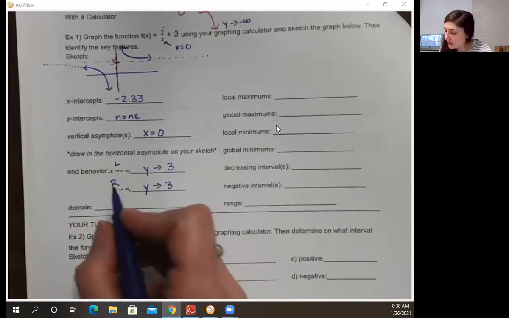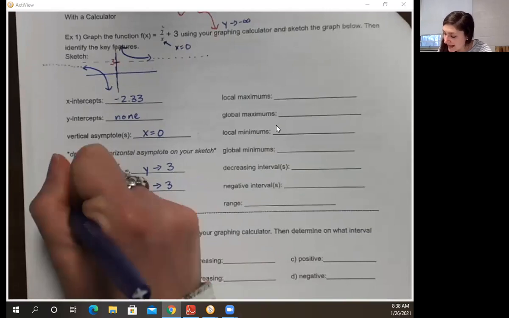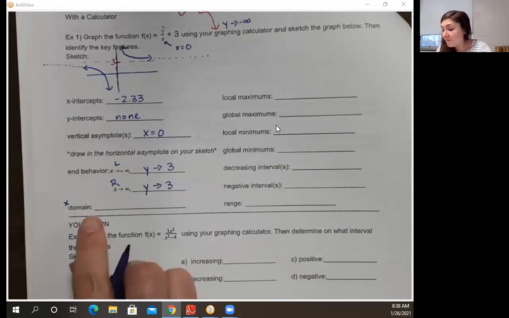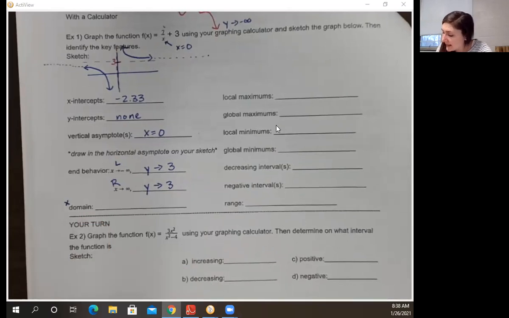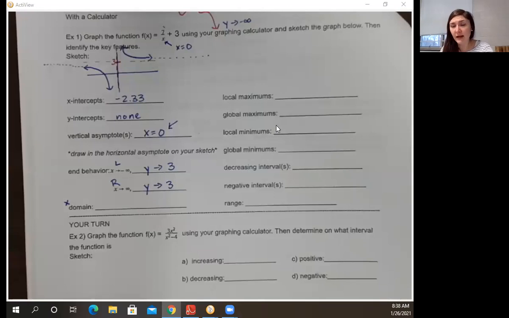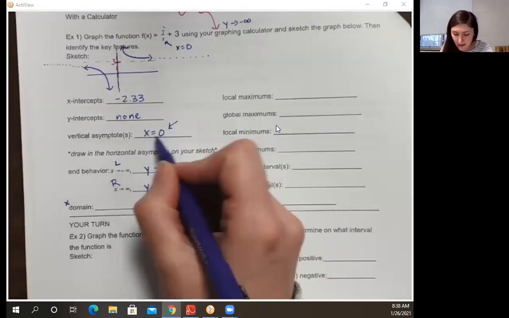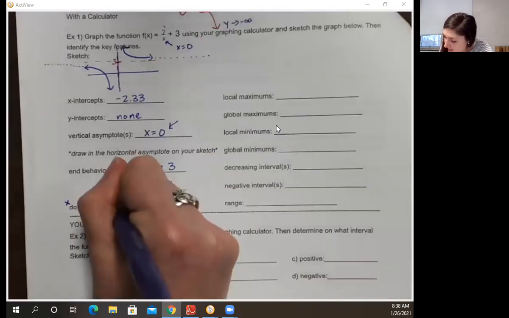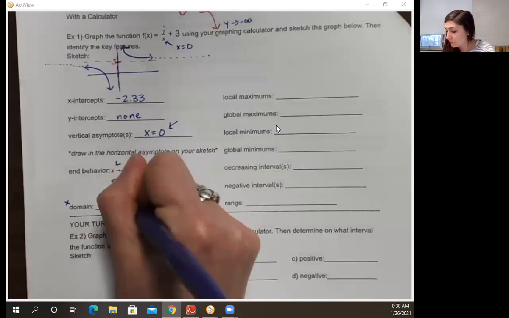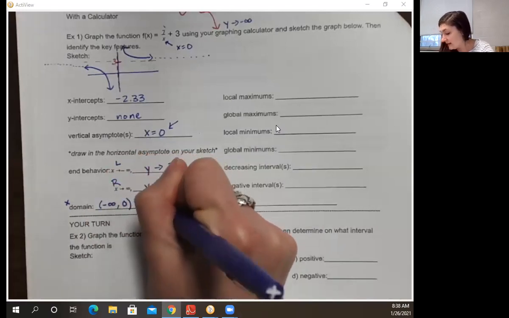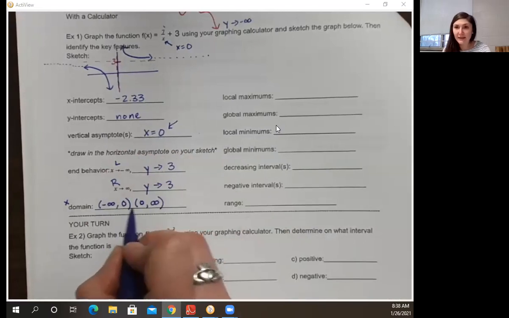And then for our domain, remember those are x values that it's okay to plug in. Our domain for our rational functions is going to have to take into account any vertical asymptotes or holes, right? Any of those excluded values for our function. So we know x cannot be 0. So that means we can have anything from negative infinity up to 0, or anything from 0 up to infinity. We just can't have 0 itself.